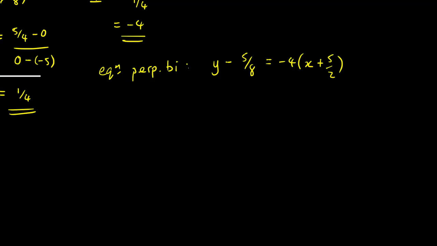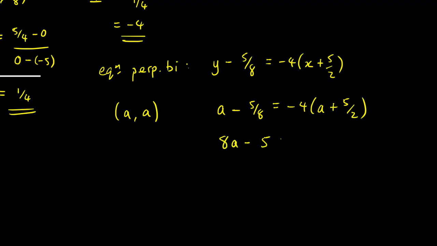And we know that the point (a, a) lies on this line. So what we can do is we can just substitute x is a and y is a into here. So we get a minus 5/8 is equal to -4 times (a plus 5/2). All right, well, let's try to simplify all this. I'm going to times everything through by 8, I think. So that will be 8a minus 5 is equal to -32, oh sorry, -32 bracket a plus 5/2.